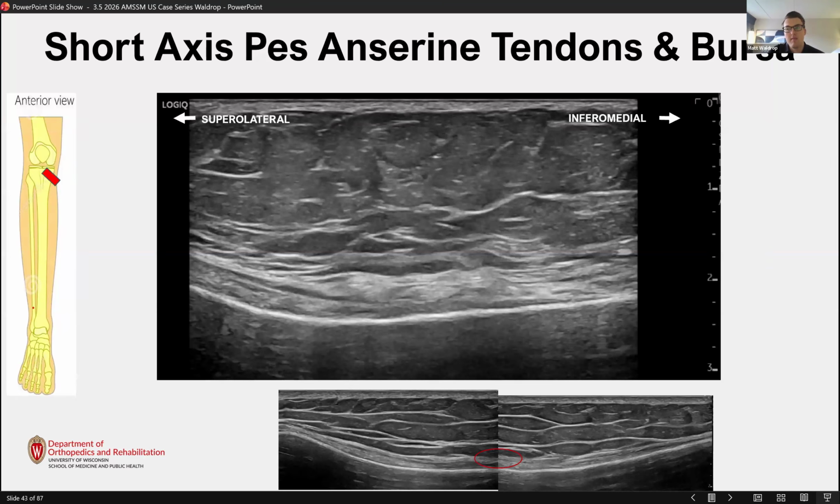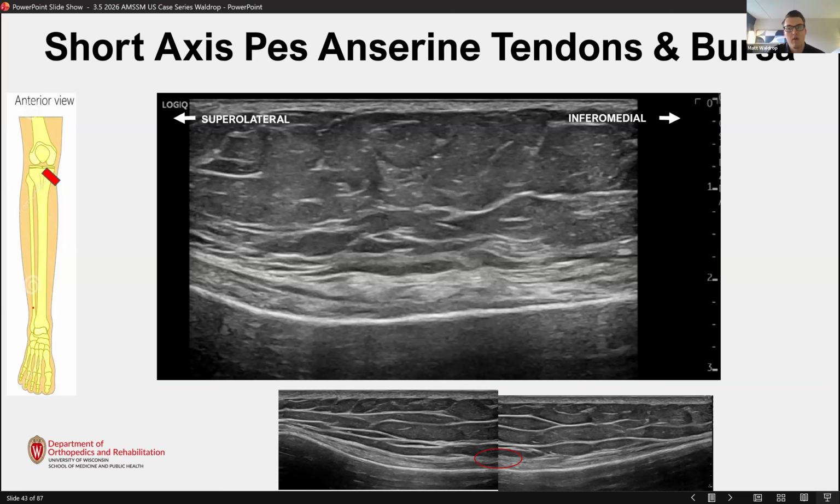One way I think can be helpful to find the pes anserine tendons and bursa is to find that MCL in long axis like we were talking about. I copy and pasted that bottom image from the long axis MCL evaluation at the bottom of the screen here. Eventually, you'll see a hypoechoic structure that lies just superficial to the MCL, and those are the pes anserine tendons and bursa. The reason they're pretty hypoechoic initially is because the angle that you're viewing them is actually pretty oblique. So they do usually appear slightly anisotropic.